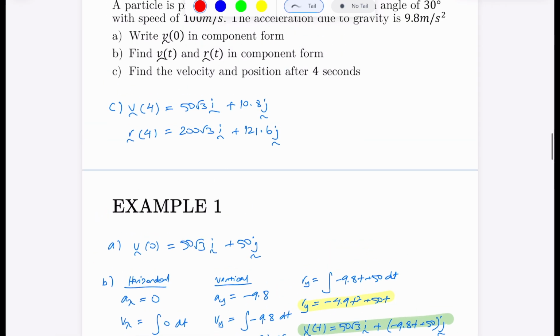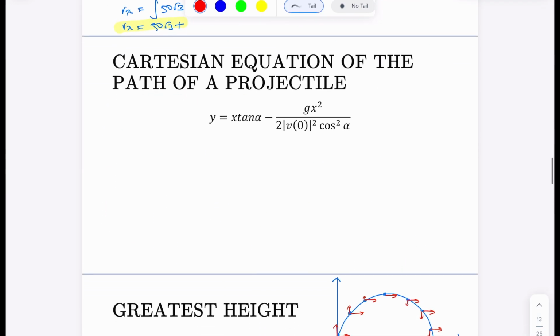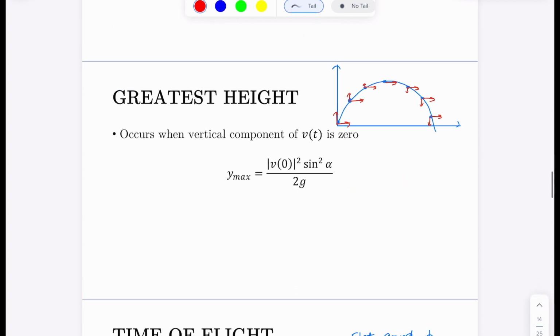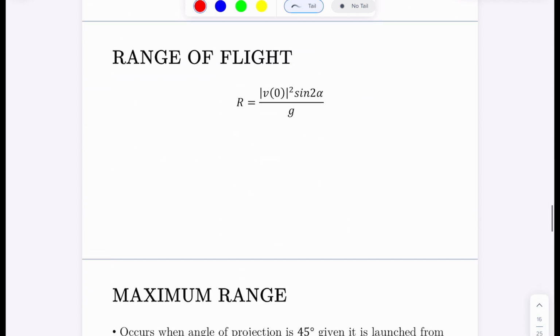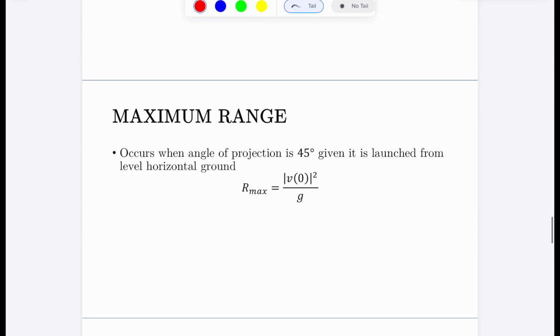And that's the example done and the derivation of the equations of motion. In the next video, we'll take a look at how we can derive the different key equations that we'll be looking at throughout projectile motion. So that's the Cartesian equation, the greatest height, the time of flight, the range, and also the maximum range formulas.